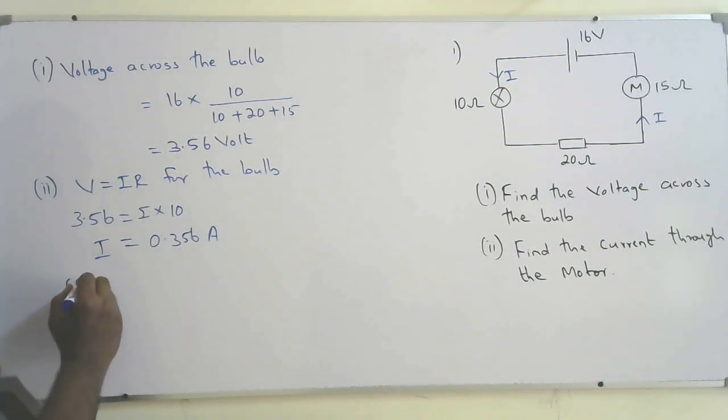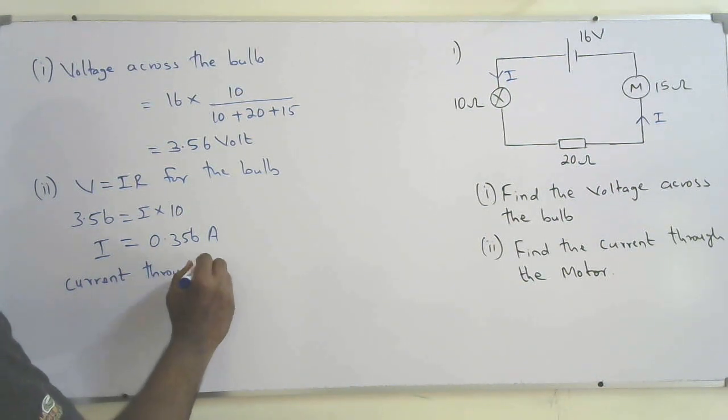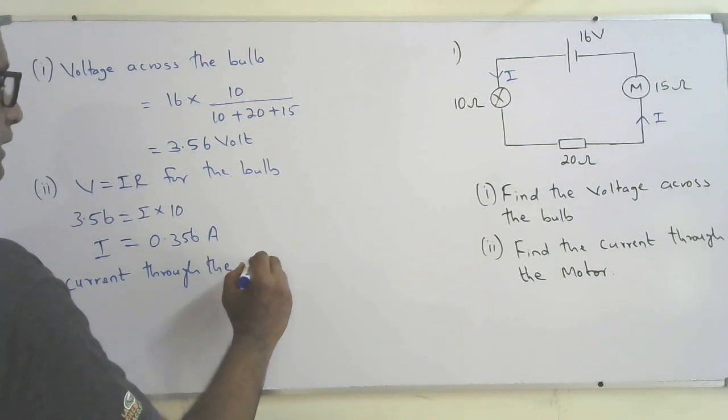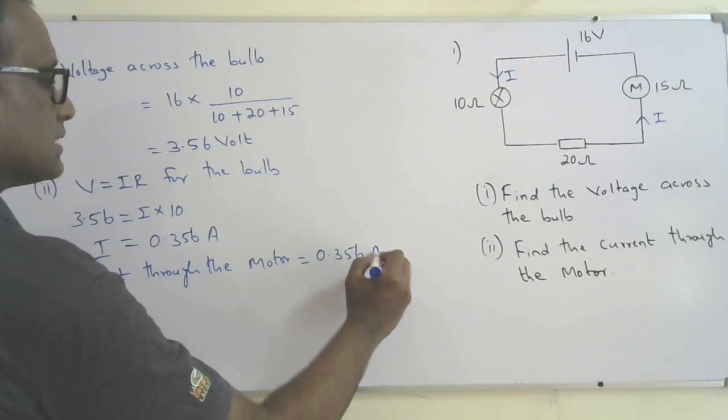So that will be the current through the motor, that also the same, 0.356 ampere.